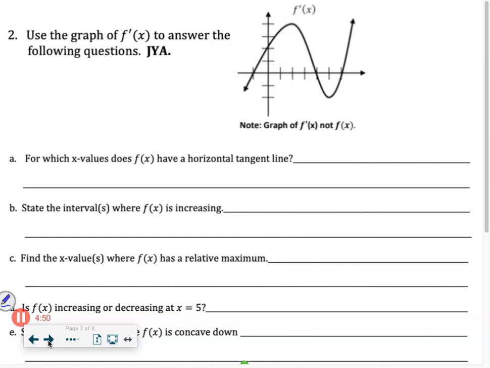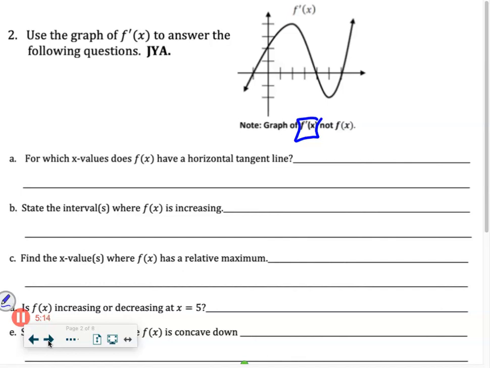So, first question, this is the graph of f prime. F prime, right? Not f. This is f prime. So we want to know where f has a horizontal tangent. How do we know when a function has a horizontal tangent? When the slope is 0, right? So we're looking for where f prime equals 0. Where does f prime equal 0?